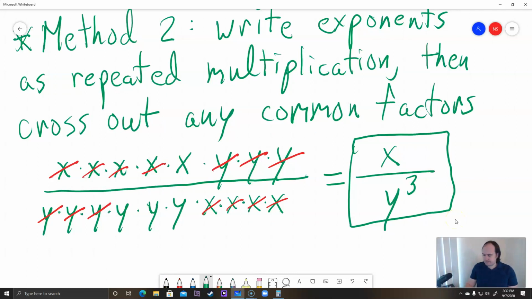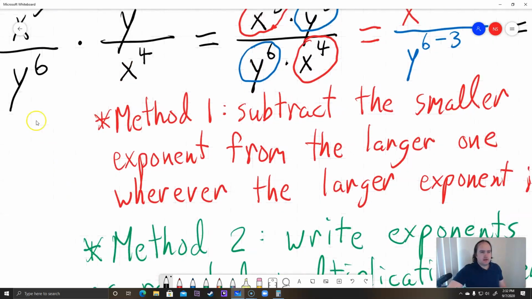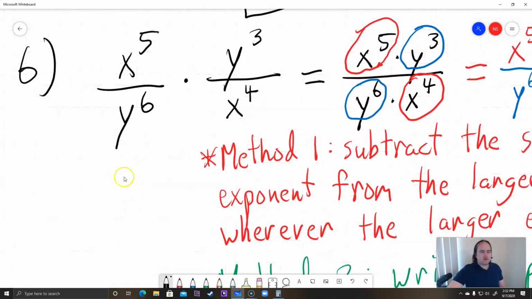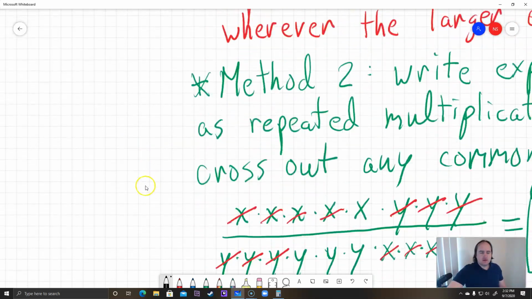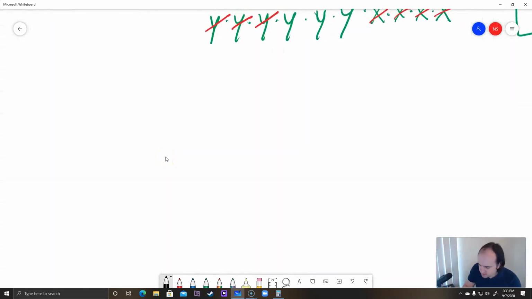Okay, cool. So believe it or not, I'm going to actually be doing more examples because fractions are hard, and so it's good for you to see lots of examples. Okay, so that was example number 6. Next one is example number 7.